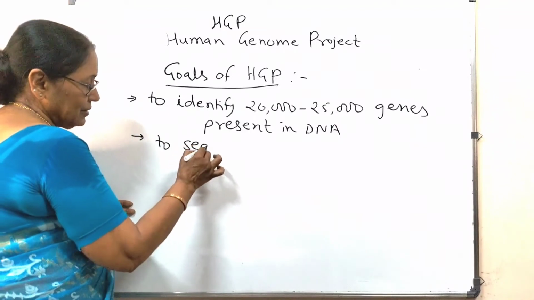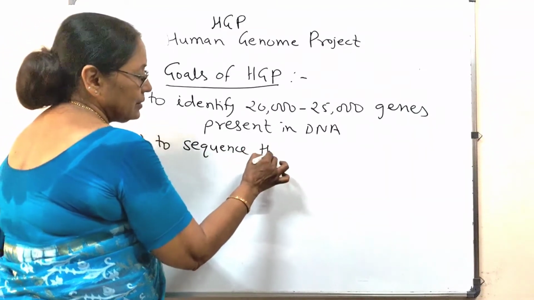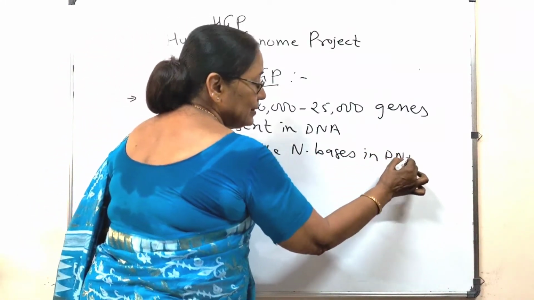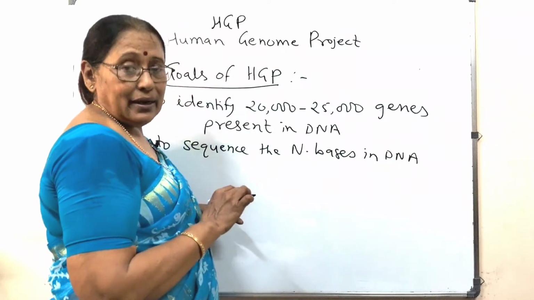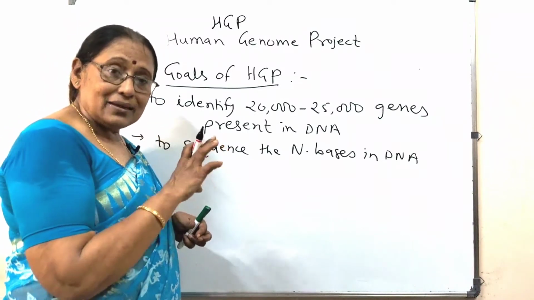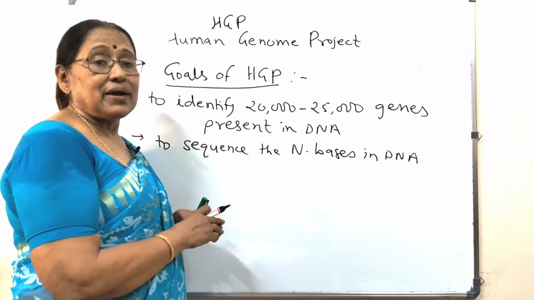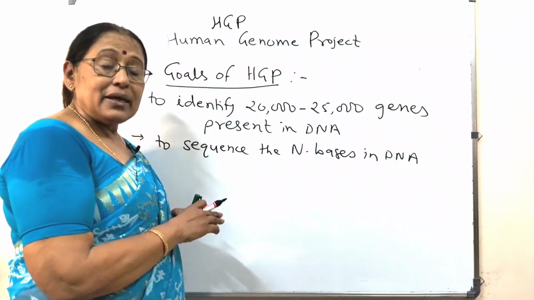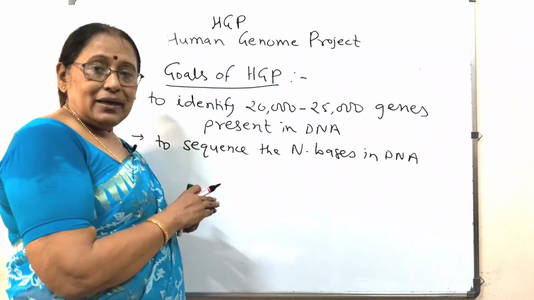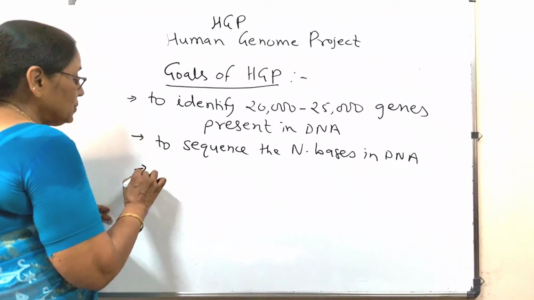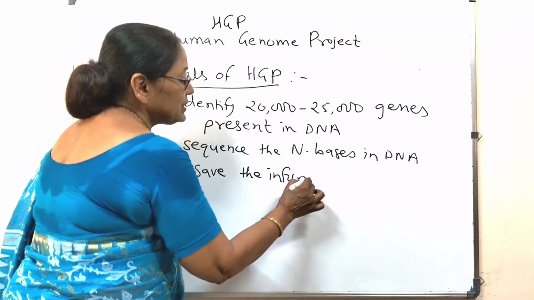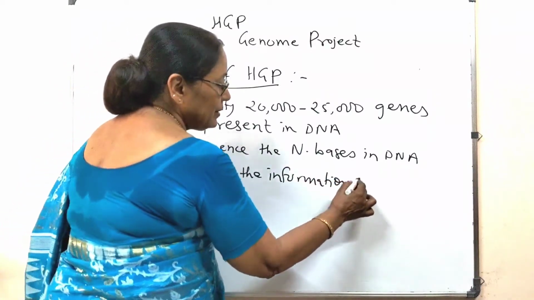Second one you already know, to sequence the nitrogen bases in DNA. Done, sequenced, is the work finished? No, the real work begins afterwards. When you have found out the complete nitrogen base sequence, now you have to save it properly and analyze it properly. So the next point is to save the information in a database.